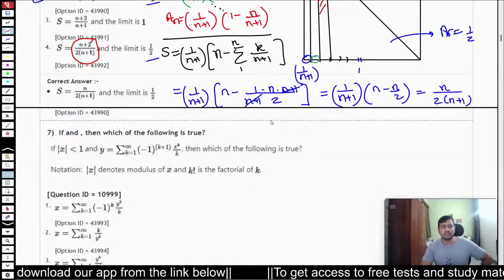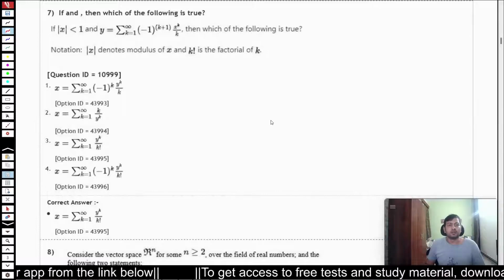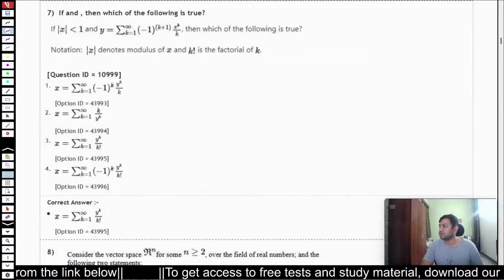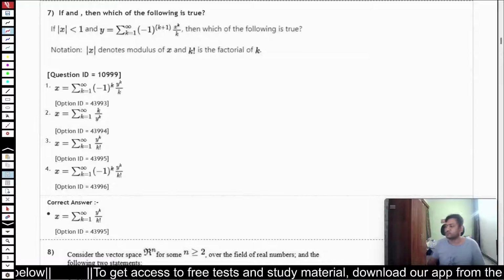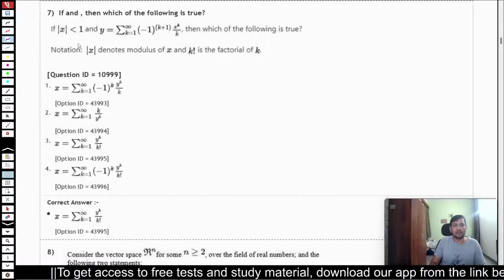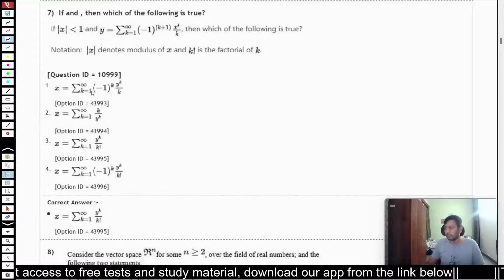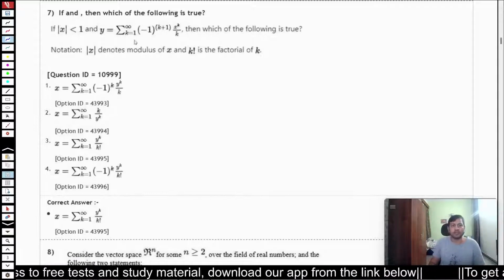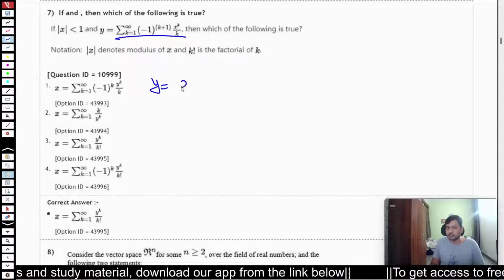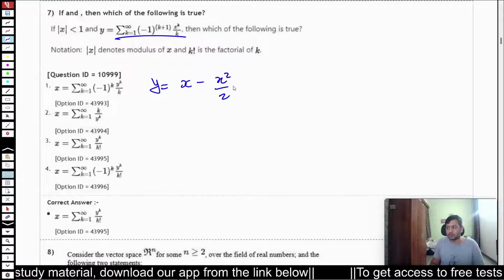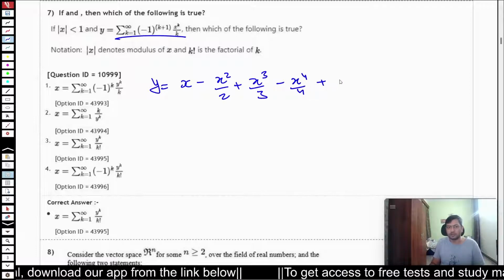Alright, let's move to question number 7 now. Right. So in question number 7, we have been given a summation and we have to find which of the following is true. Okay, so y का ये जो summation दिया है मुझे, if I expand this, this looks like y is equals to x minus x square by 2 plus x cube by 3 minus x to the power 4 by 4 and so on.